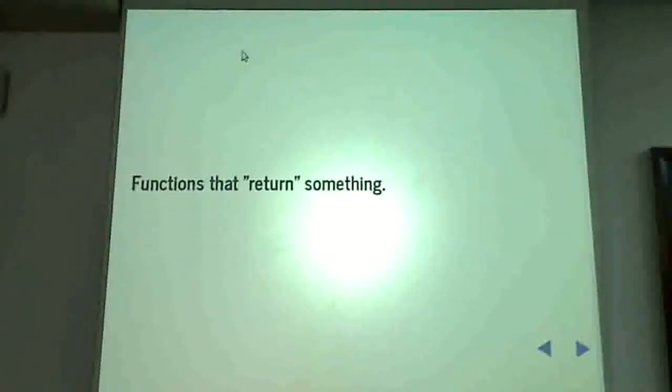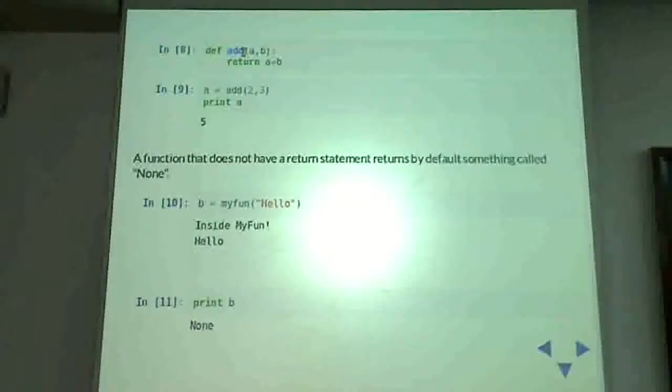Okay. So let's now see functions that return something. Again, a simple function called add. This time it's accepting 2 arguments, which we are calling a and b. You can call them anything. Then you say return a plus b. So let's see how that works. I'll then say a equal to add 2 comma 3, and I'll say print a.